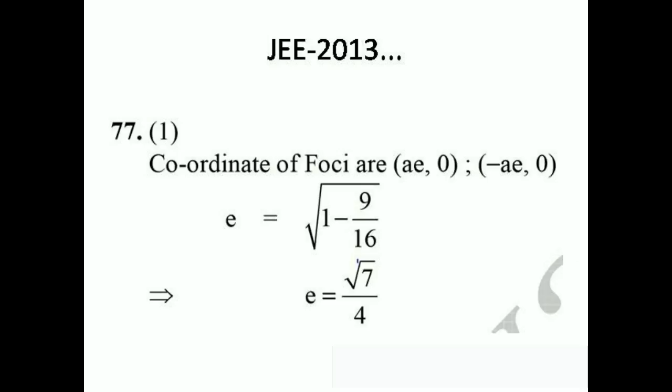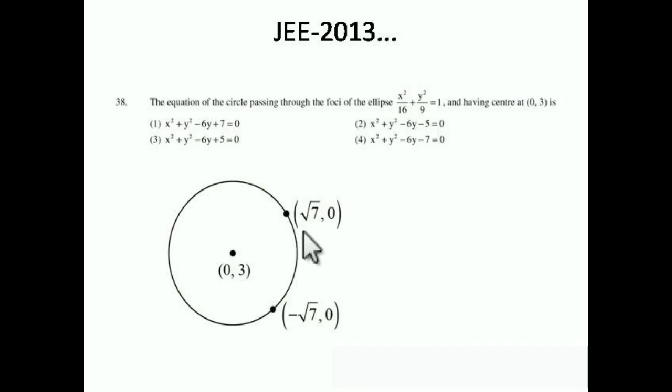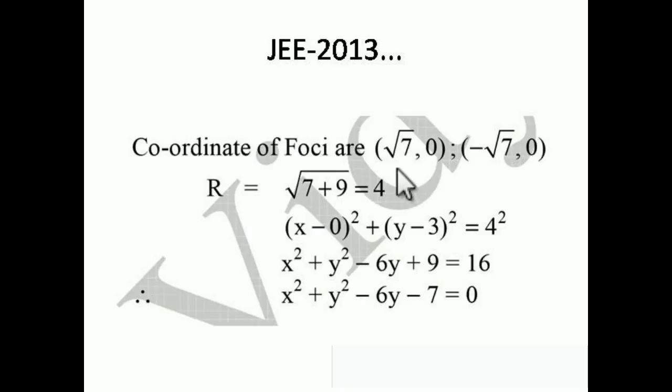Now we have the circle which passes through root 7 comma 0 and minus root 7 comma 0, and has its center at 0 comma 3. We have the center; we have to find the radius. How? By using the distance formula between these two points. The coordinates of the foci are root 7 comma 0 and minus root 7 comma 0. Radius is root of root 7 minus 0 whole square plus 0 minus 3 whole square, that means 7 plus 9, that becomes 16. That is 4.